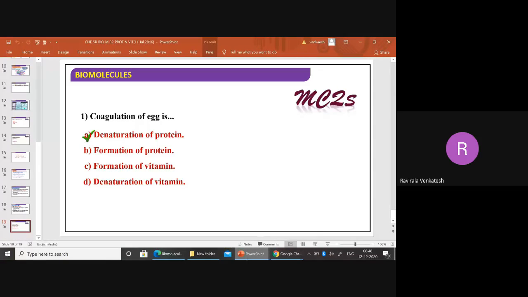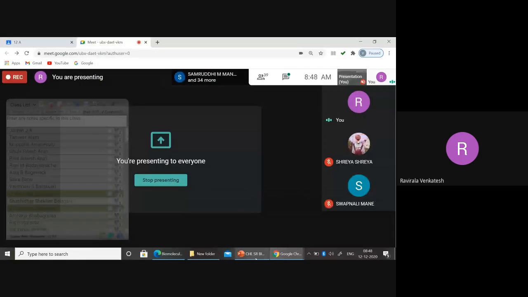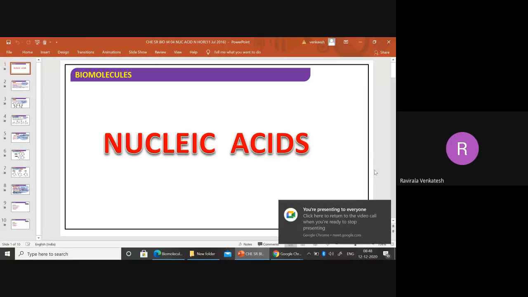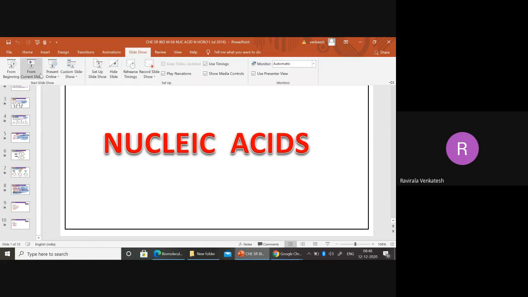Now finally, remember enzymes are not there in the syllabus. You don't read enzymes for CBSE. And the last topic, vitamins, also not there in the syllabus. Enzymes and vitamins are not there in the syllabus. Now let me take nucleic acids.